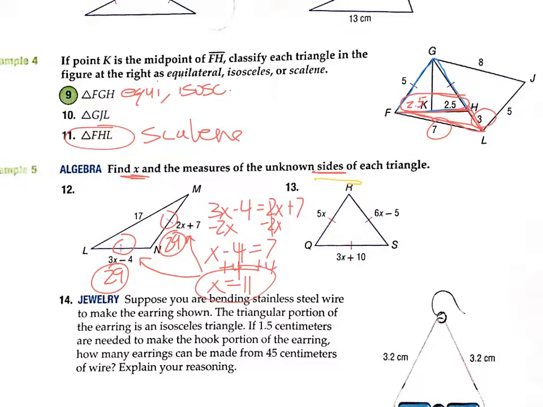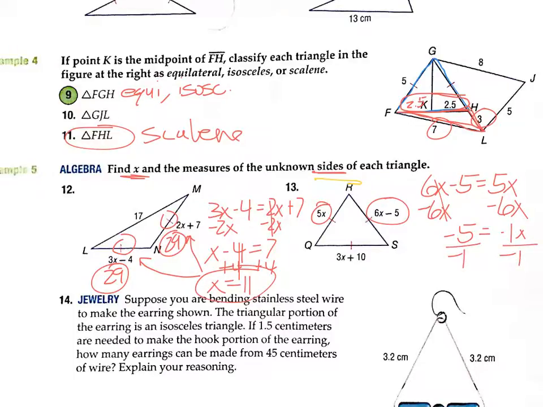So in this case, I'm going to do 5x and 6x minus 5. So I got 6x minus 5 equal to 5x. And usually I move the smaller variable, but in this case, I'm going to move the 6x over. So that gives me negative 5 is negative 1x. Divide by negative 1. And that gives me 5 is x.